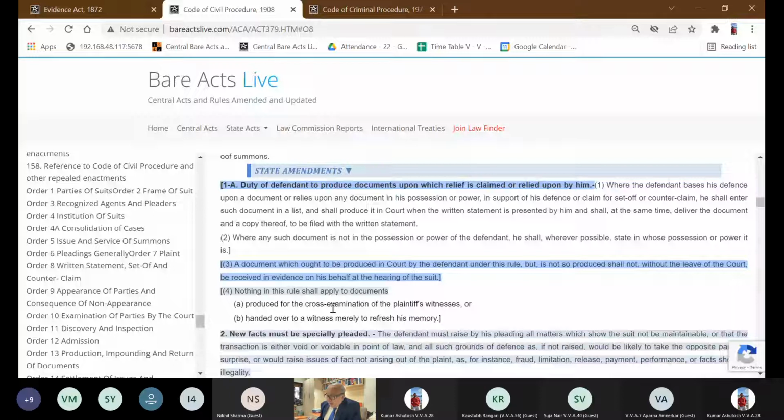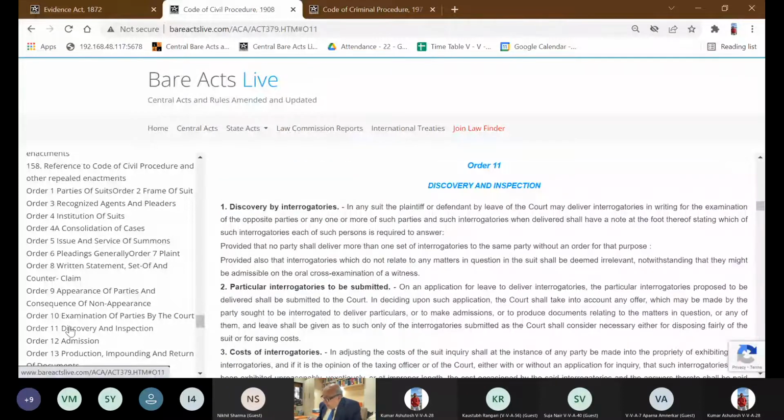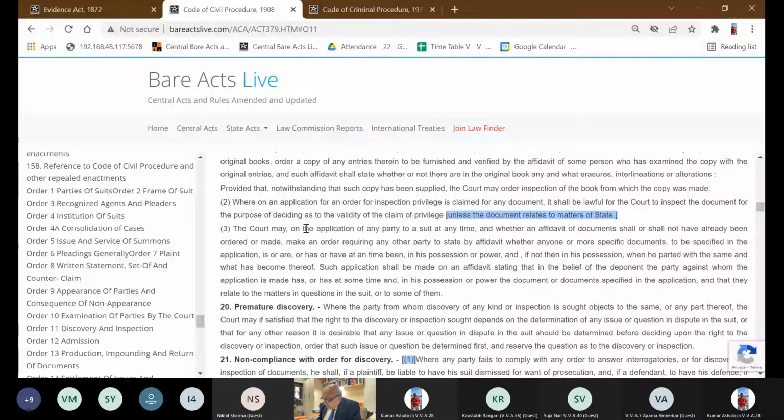Yes, Order 11, Rule 19, Clause 2: where on an application for an order for inspection privilege is claimed for any document, it shall be lawful for the court to inspect the document, deciding the validity of the claim, unless the document relates to a statement. The court may, on the application, make the inquiry, if an affidavit shall not have already been ordered.